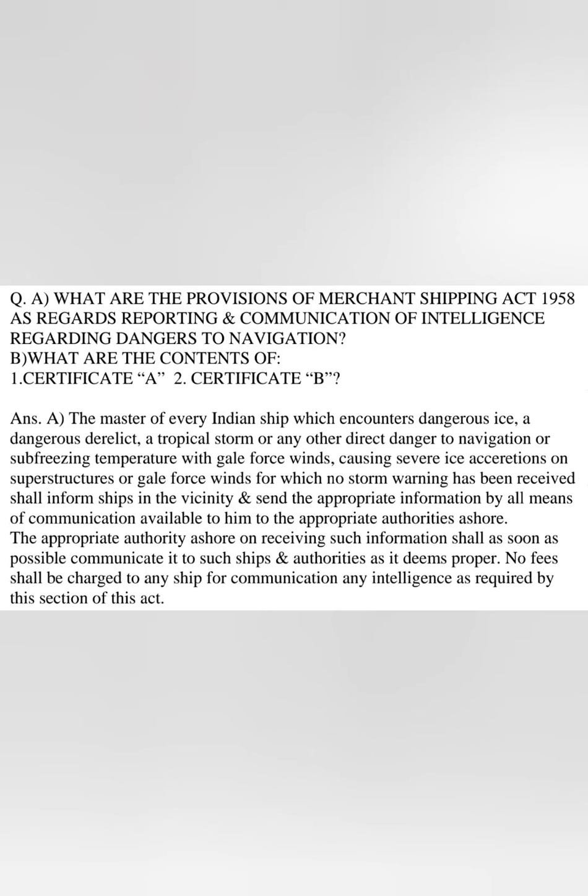Next question is: what are the provisions of the MS Act with regard to reporting and communication of intelligence regarding danger to navigation? What are the contents of certificate A and certificate B? The answer to this question is very similar to what SOLAS Chapter 5 Regulation 32 says.